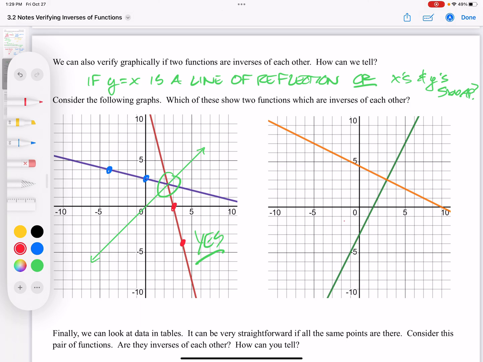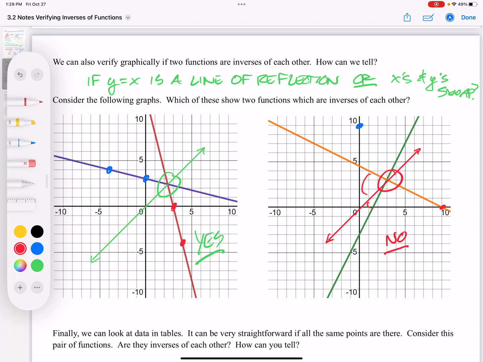Okay. Again, on the second one, if I'm over here and I draw in y equals x, looks something like that. They do all cross at y equals x, but these are not reflected, okay? Easy enough to see that this one doesn't work. Also, if I consider points, I've got 9, 0, but 0, 9 is nothing.